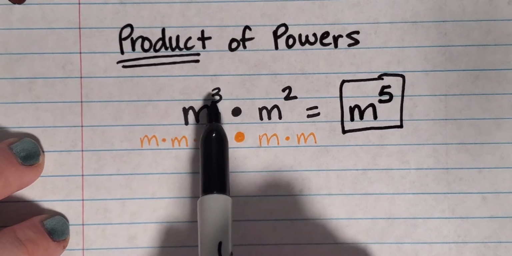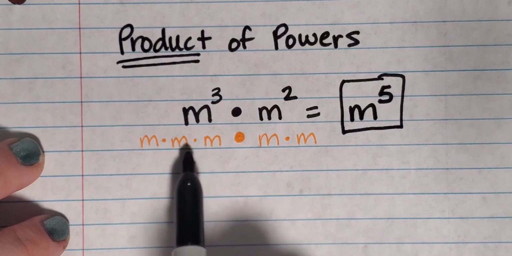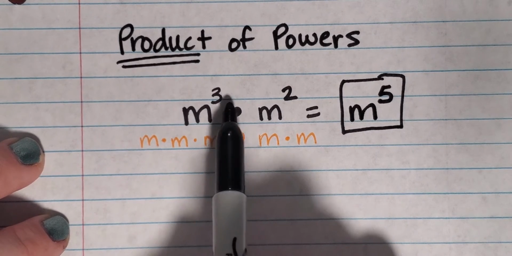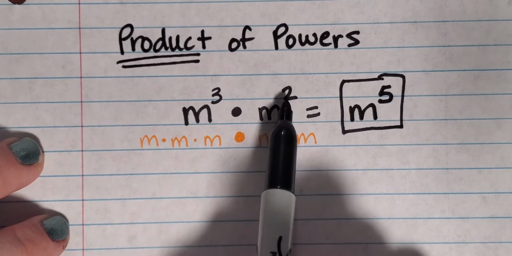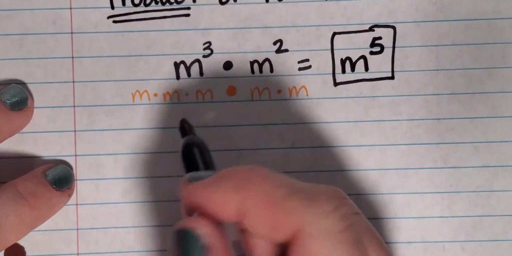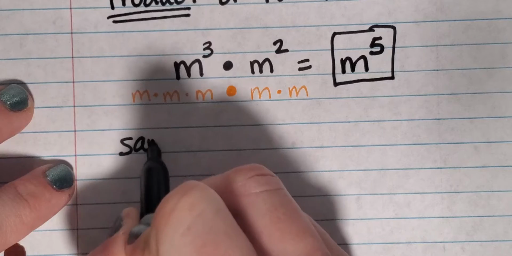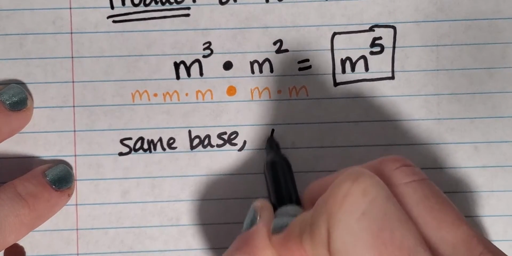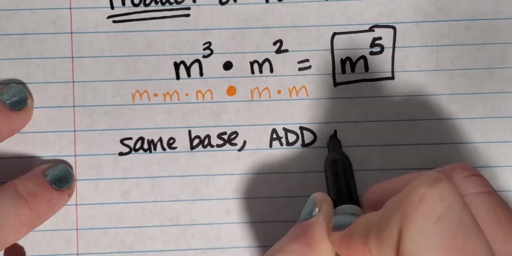So looking at this, instead of having to write all of this out, I can just do a shortcut. So my exponents, I have 3 and 2, and then I have a 5. So I can make a shortcut knowing that if I have the same base, all I have to do is add the exponents.